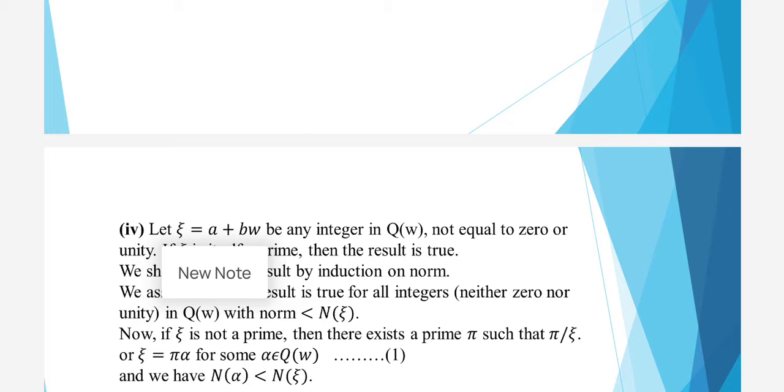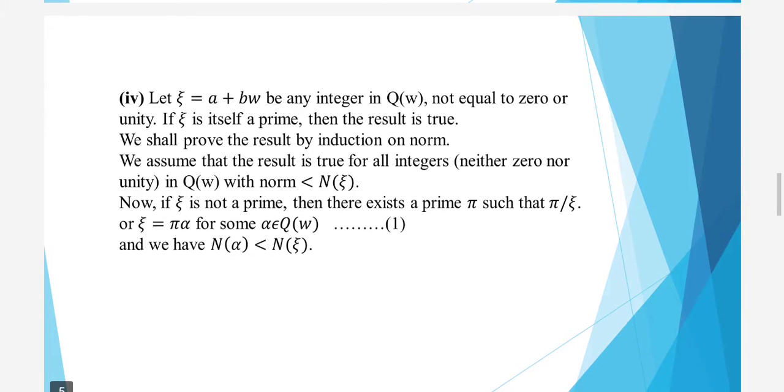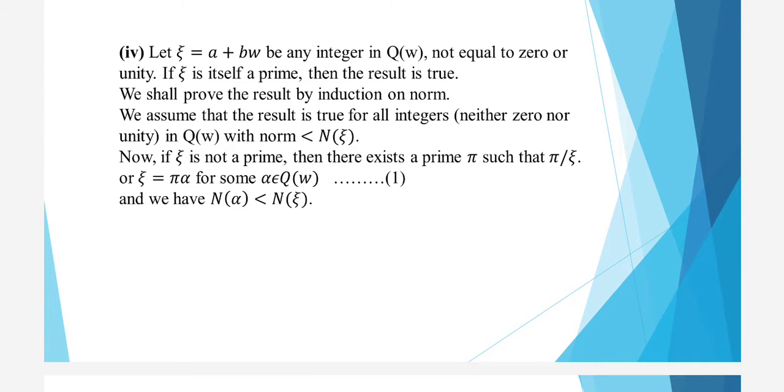Next, let ξ = a + bω be an integer in Q(ω) not equal to 0 or unity. If ξ is itself a prime, then the result is true. We shall prove the result by induction on norm. We shall assume that the result is true for all integers in Q(ω) with norm less than N(ξ).